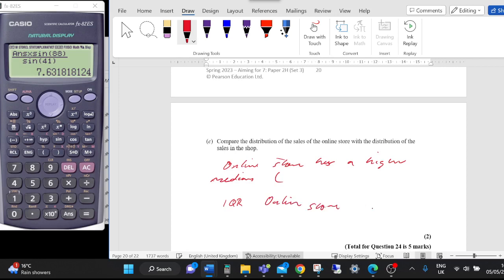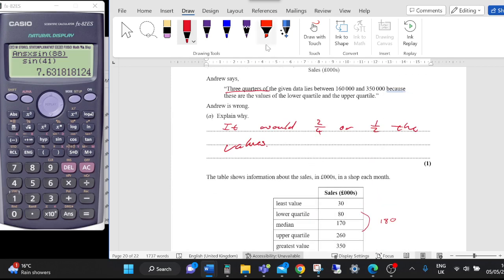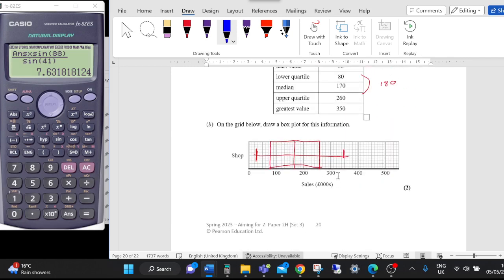Online store has higher interquartile range. And then marks for the whole question. Let's look. For part A, we are looking at C1: interquartile range is half the data, so C1. For the second one, it is B2 for the correct box plot, so that looks to be matching. And then your two statements for part C.